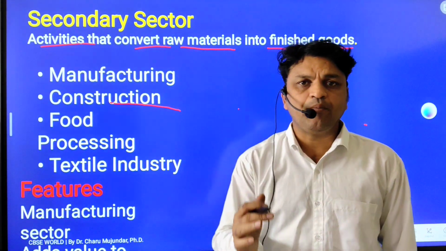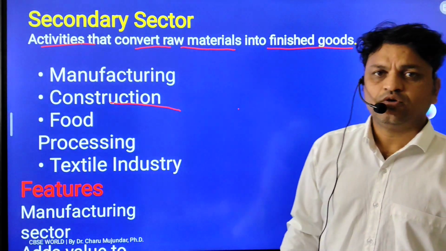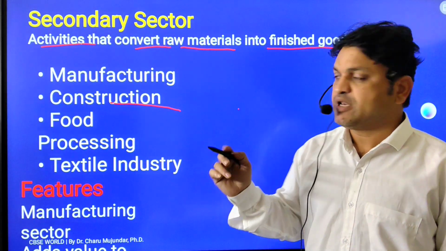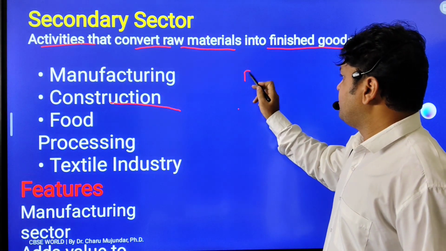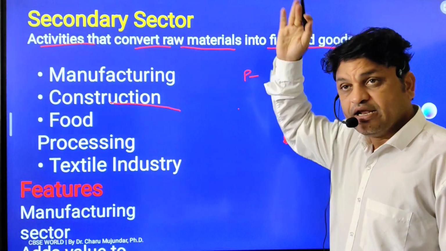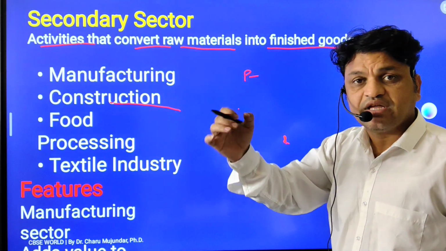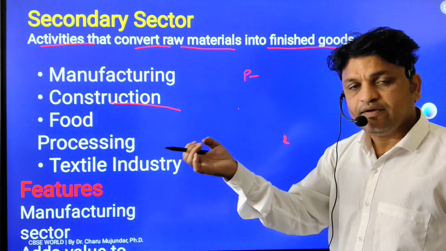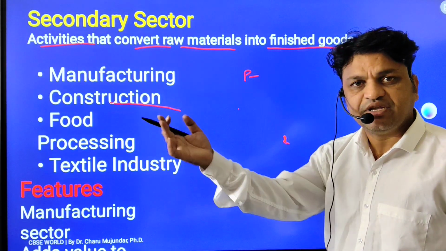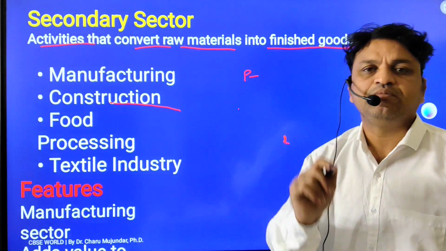Activities that convert raw material into a finished good are called the secondary sector. So we all know what the primary sector is. Primary means people get things first-hand. In earlier days, human beings used to hunt, gather, and collect fruits, nuts, and seeds from nature. So it is the primary activity, the first activity of human beings.